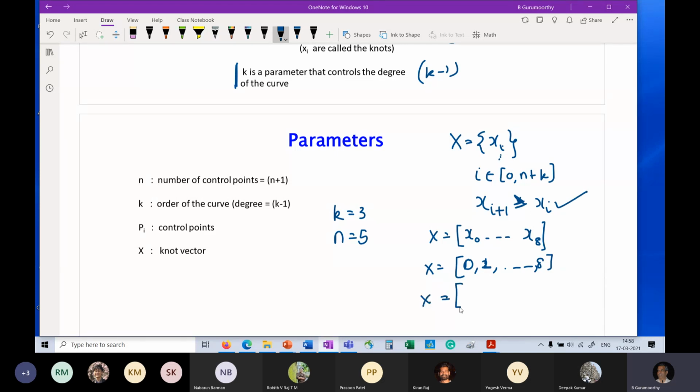It can also be something like this, right? 0, 0, 0, 1, 2, 3, 4, 4, 4. This is also an acceptable knot vector. Why? Again, there are 9 elements. That is clear, right? First condition is satisfied and it is non-decreasing, right? It is equal, but it is not decreasing. Therefore, that's again satisfied.